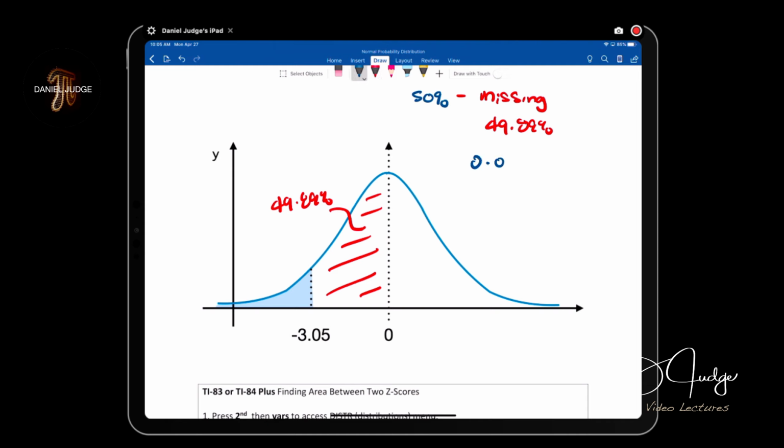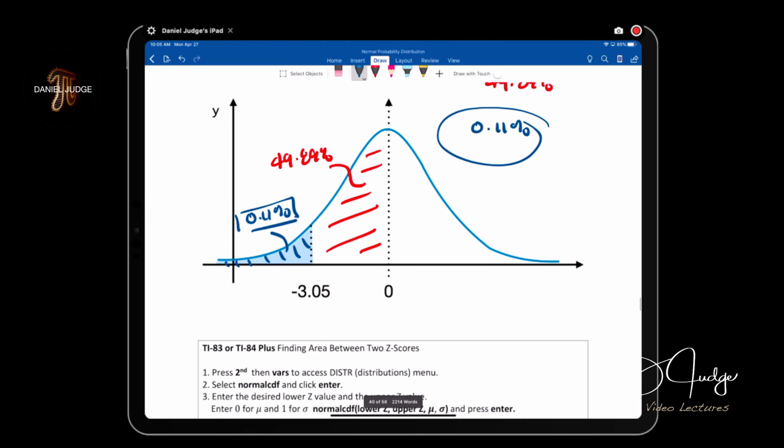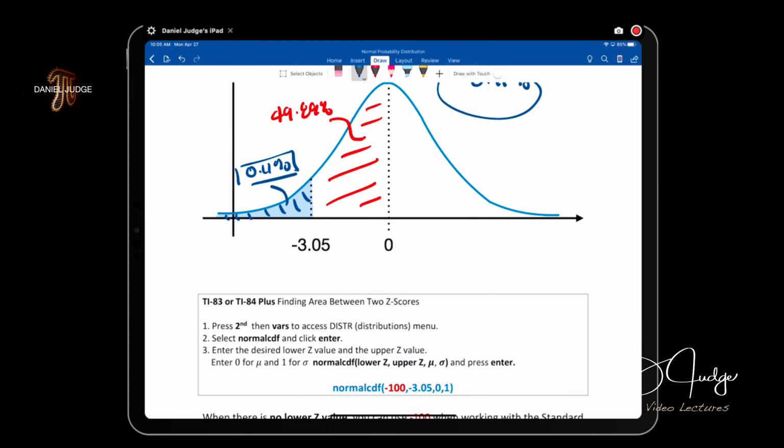We get 0.00, I'm sorry, this is percent, right? So we get 0.11% as an answer. This is what's in that left tail. The real question becomes, what does this actually mean? Well, these are z-values that are to the left of that negative 3.05.